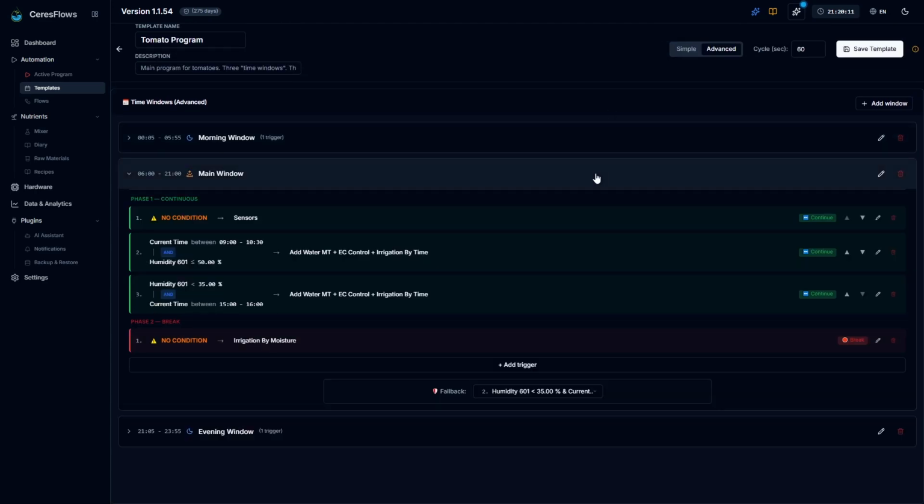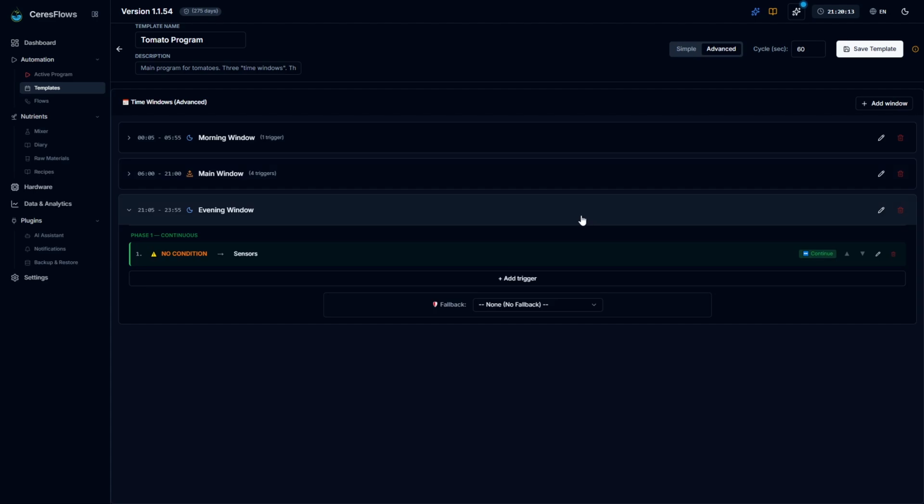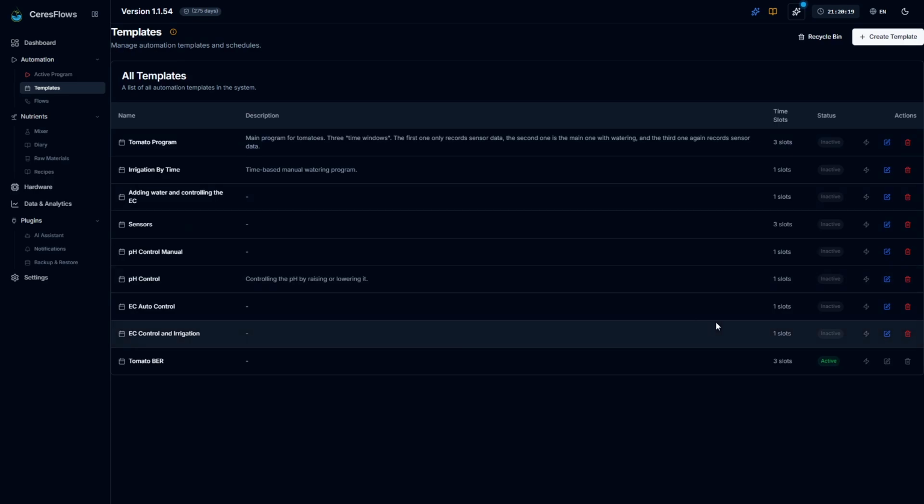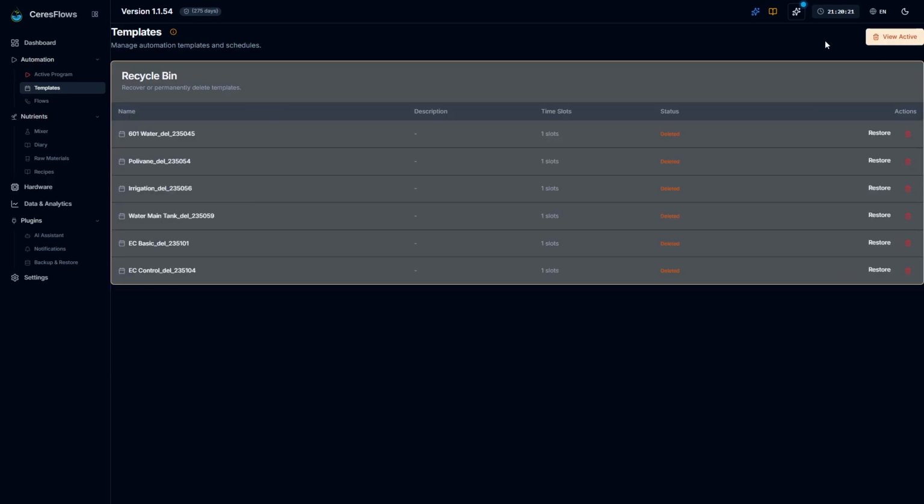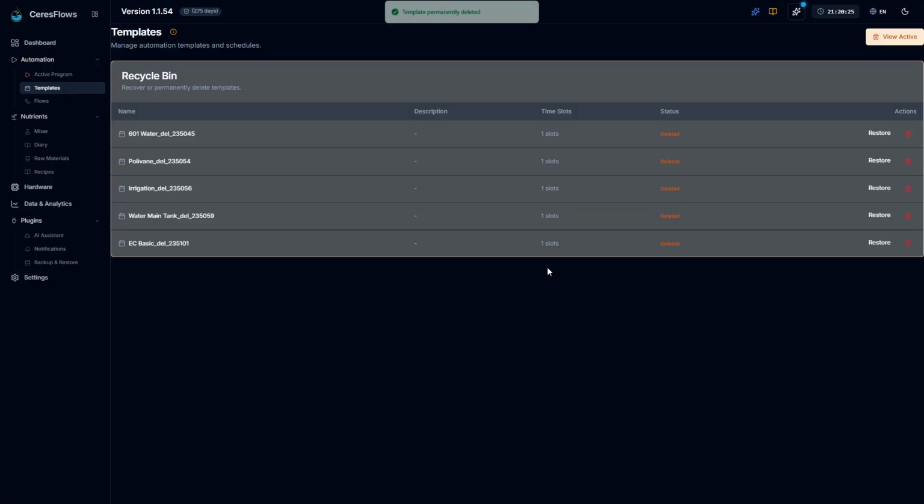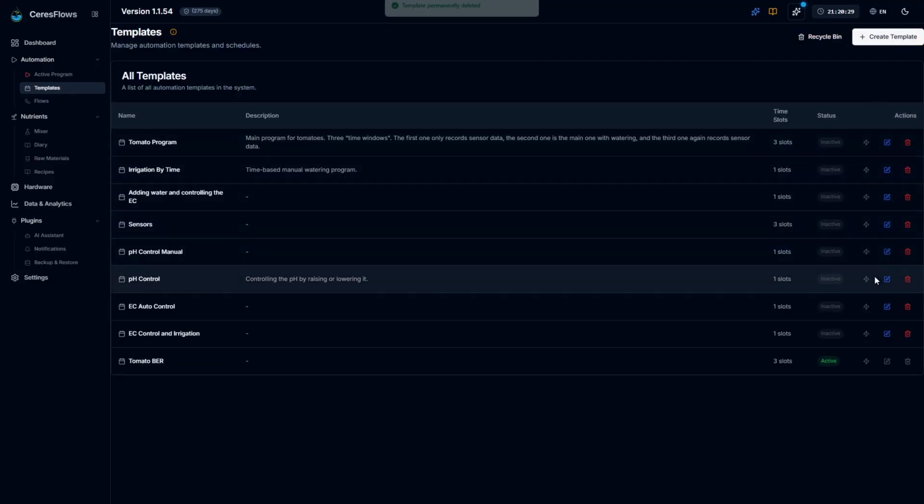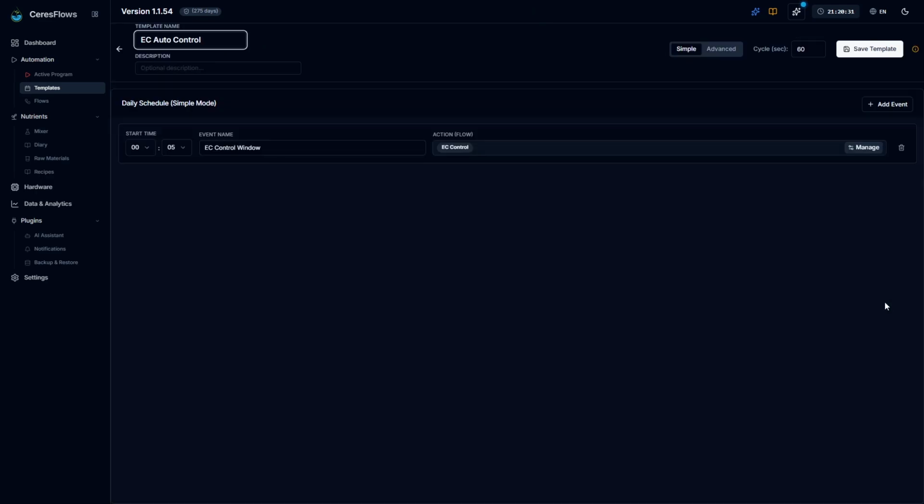Templates follows the same separation of responsibility philosophy as the rest of CeresFlows. A flow holds the knowledge of how to do something. A template decides when to use that knowledge. This means the same flow can serve many different programs under different conditions and sequences without ever being modified. Only the strategy around it changes.